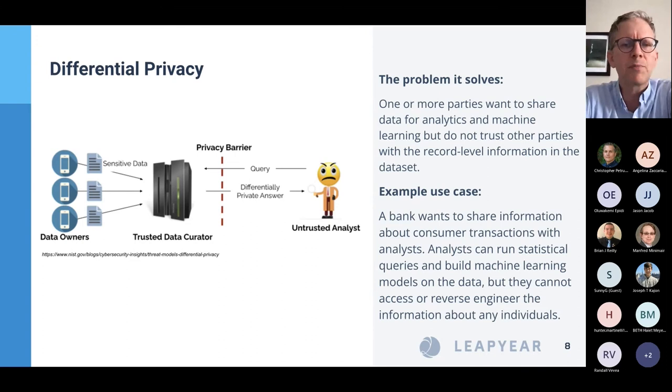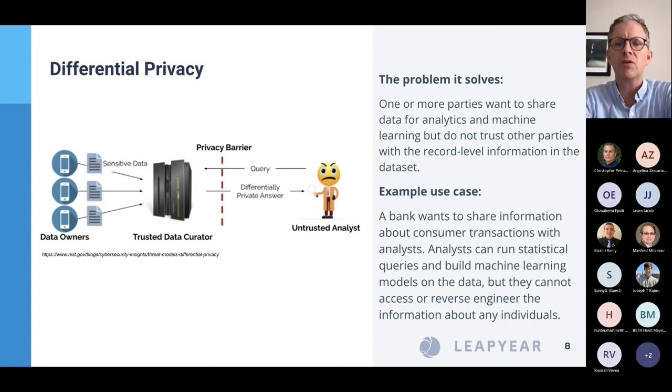So the problem that differential privacy solves is when one or more parties want to be able to share insights from data, but they don't trust the counterparty with access to the record level information in the data set. If we look at the diagram here, you've got some sensitive data that comes in from various sources and is stored on a server. You've got this privacy barrier where an end user can submit analytic queries, means, sums, or train a predictive model on the underlying sensitive data. The answers that they get back will always maintain the privacy of the underlying data.